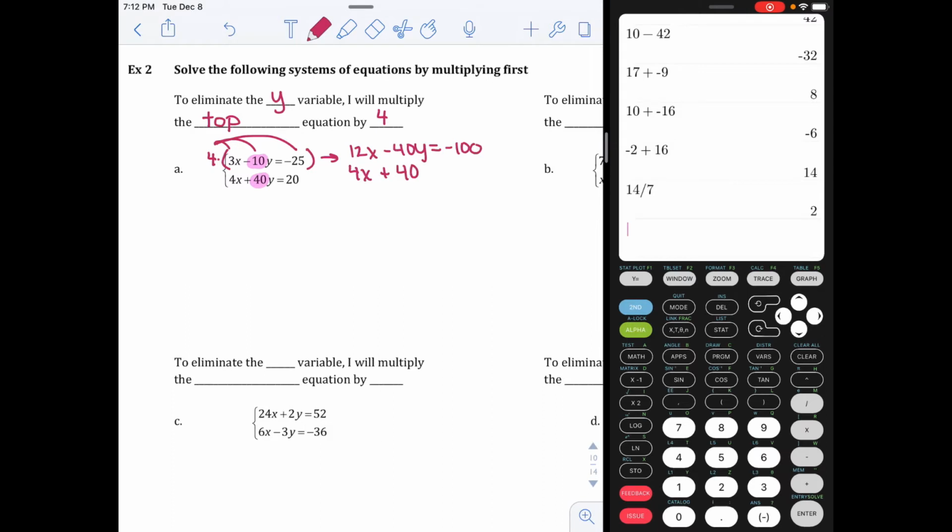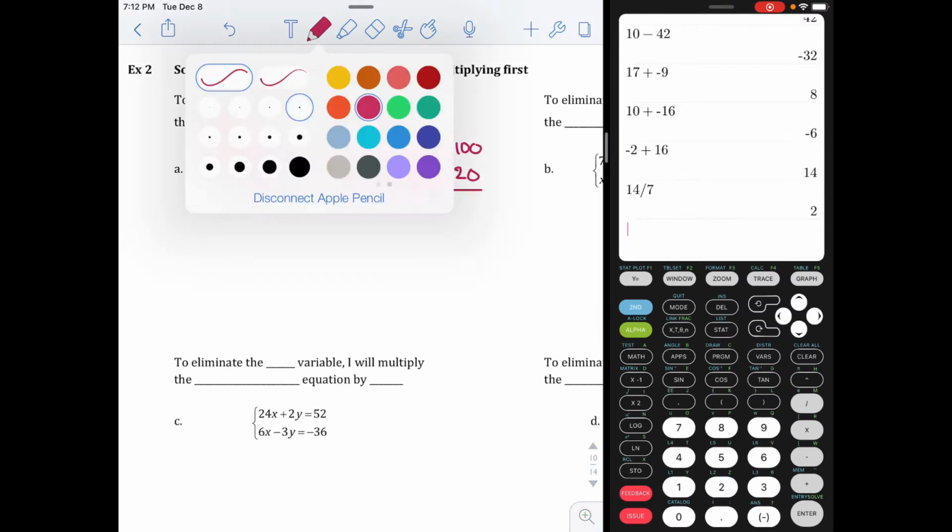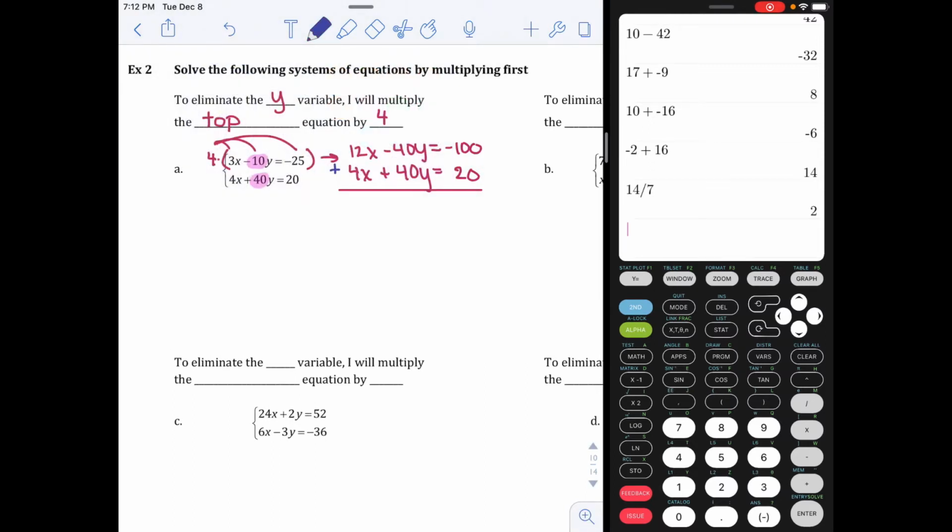Look at again how I'm making sure that my x's are on top of each other, my y's are on top of each other, right? Be careful with your work. It's super important in elimination. Okay, and the process is to always add down. So 12x plus 4x, we get a nice 16x. The y's will cancel. And then I'm going to double check that -100 plus a 20. I don't want to make a mistake, so I'm going to use my resources. Okay, -80. I'm going to divide both sides by 16. So divide by 16.